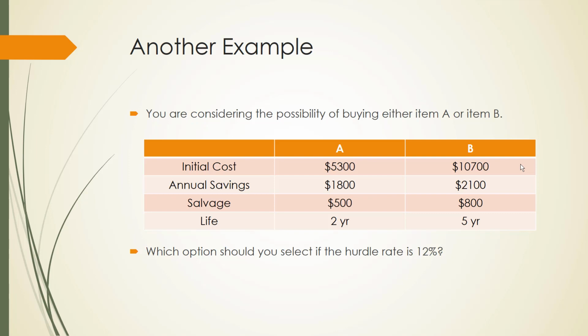The other example was one where the lives were more different, and it made doing the common denominator technique a little bit more challenging. So we have initial purchase prices and salvages, and then we have an annual savings. One item lasts 2 years, one item lasts 5 years. Still, we'll use an interest rate of 12%.